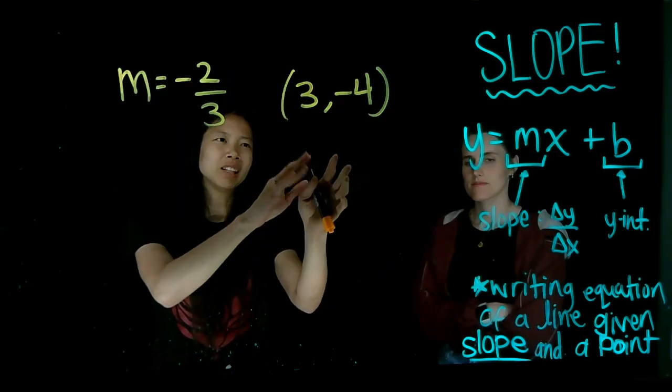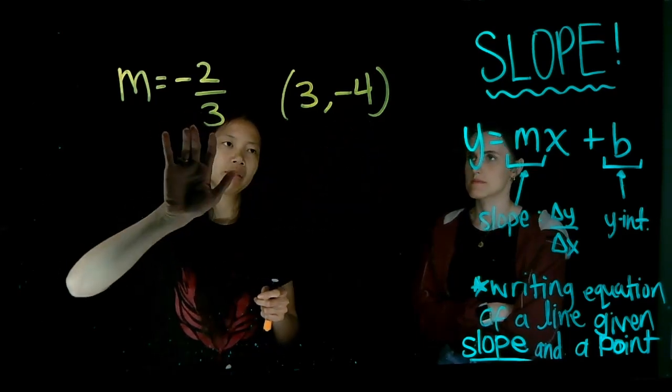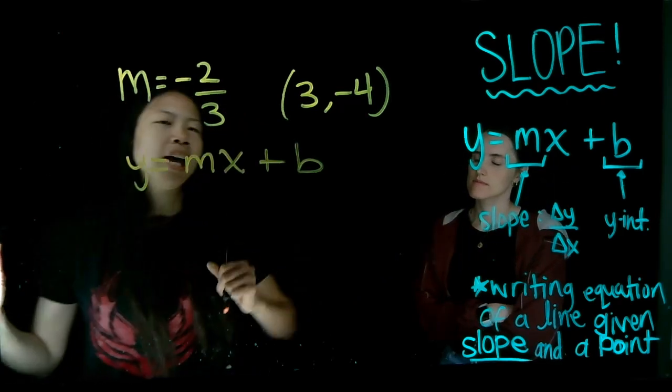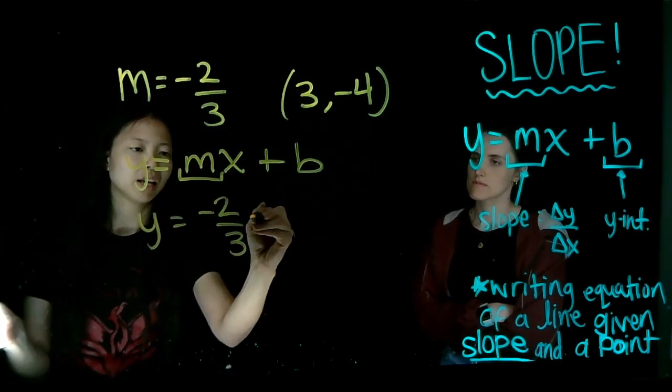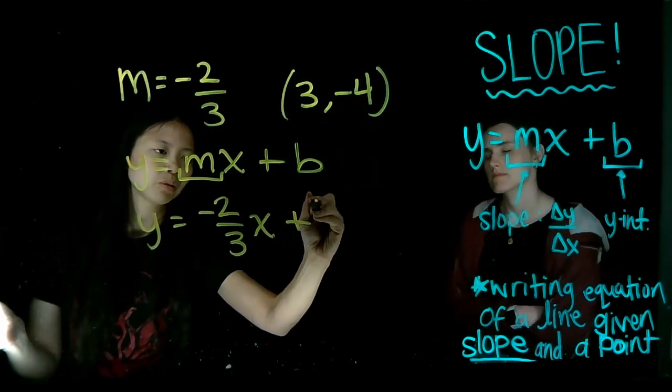We want to find the equation that goes through 3, -4 and has a slope of -2/3. So we're going to start off by writing our generic form of the equation of a line, and we're going to plug in what we know. So they give us m, our slope is -2/3. We are not given a y-intercept. We're given a different point on the line. So we'll just leave that as plus b.